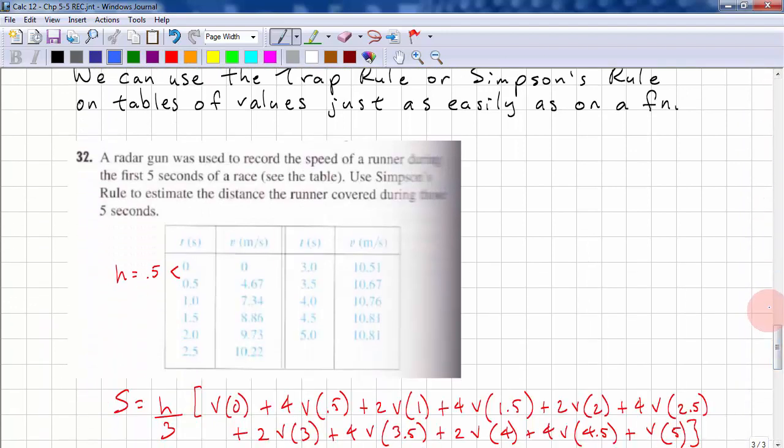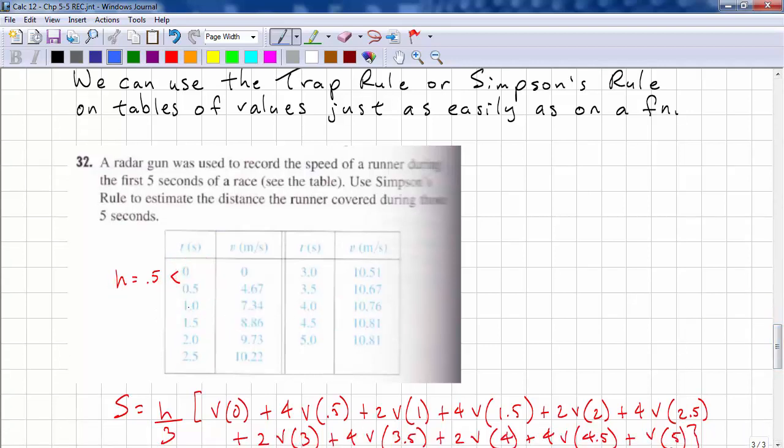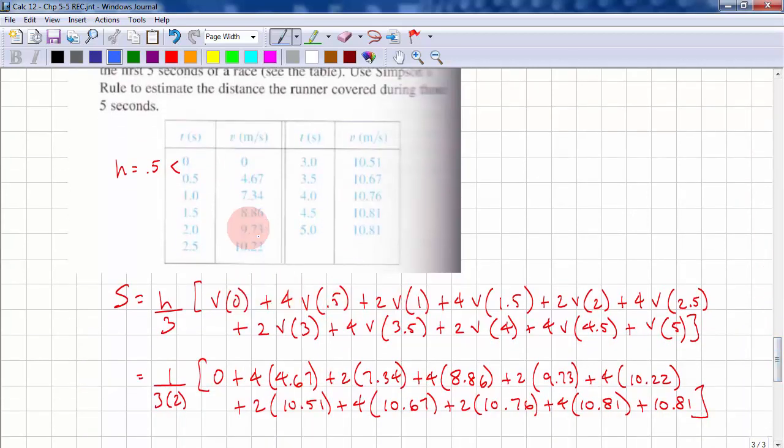And lastly, we can use the trapezoidal rule or Simpson's rule on a table of values just as easily as on a function. So when we're looking at the table of values, we take one value, subtract it from the next value to get our width. So 0.5 minus 0 is 0.5. So I won't bore you with all the copying details.